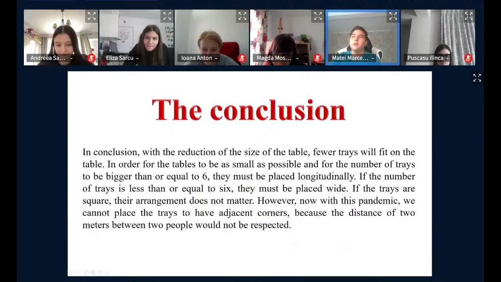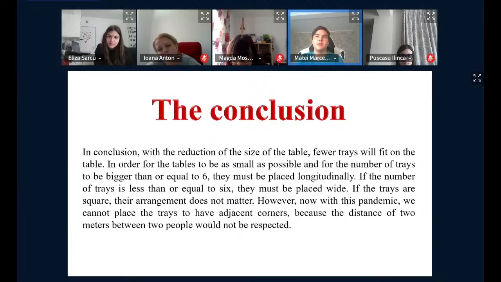Our conclusion is that with a reduction of the size of the table, fewer trays will fit on the table. In order for the table to be as small as possible, and for the number of trays to be bigger than or equal to 6, they must be placed longitudinally. If the number of trays is less than or equal to 6, they must be placed wide. If the trays are square, their arrangement does not matter. However, now with this pandemic, we cannot place the trays to have adjacent corners because the distance of 2 meters between two people would not be respected.